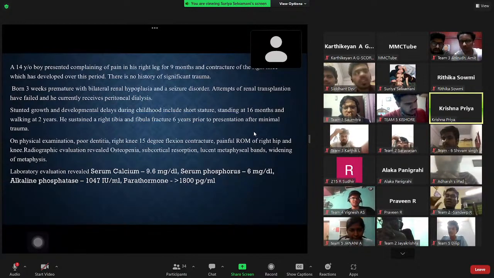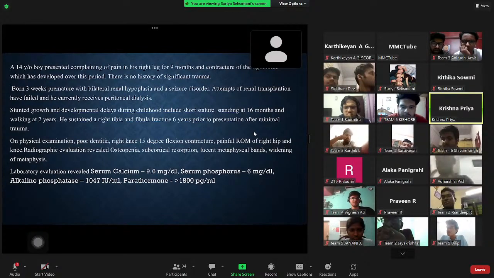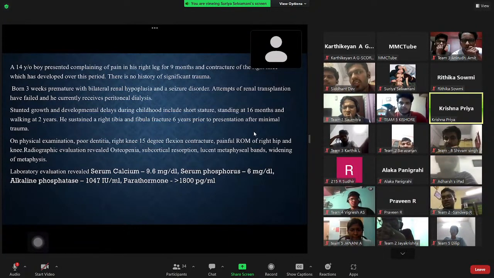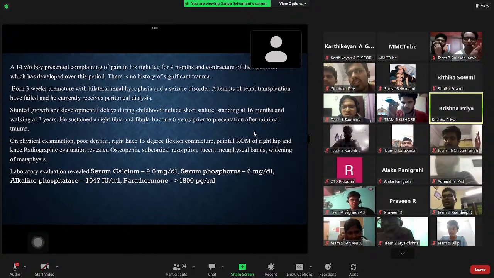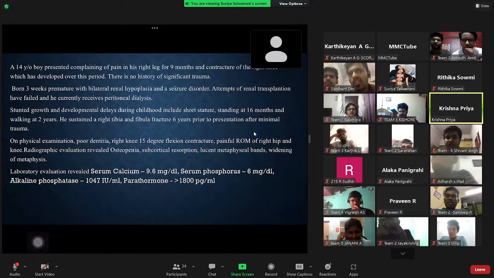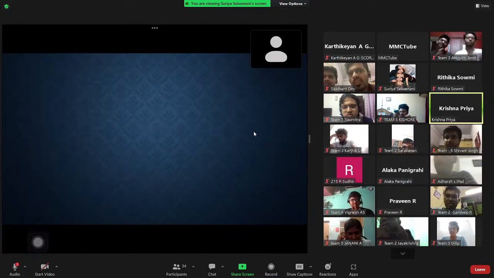On physical examination, there is poor dentition, right knee 15-degree flexion contracture, and painful range of motion of the right hip and knee. Radiological evaluation revealed osteopenia, subcortical resorption, loosened metaphyseal bands, and widening of metaphyses. Laboratory evaluation revealed serum calcium of 9.6 mg per deciliter, serum phosphorus of 6 mg per deciliter, alkaline phosphatase of 1047 international units per ml, and parathormone of 1800 picograms per ml. Now the pounces are open. Time is up.